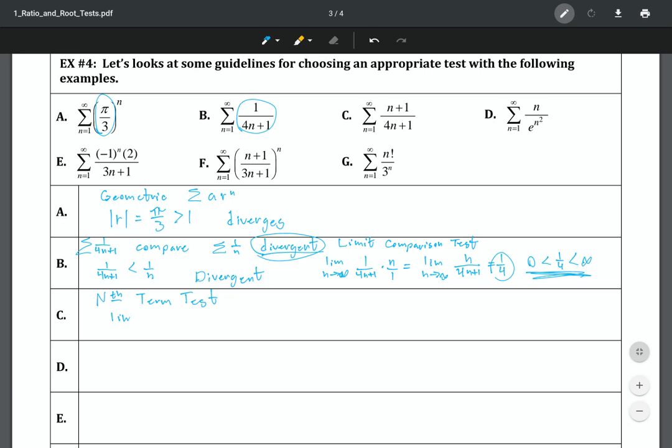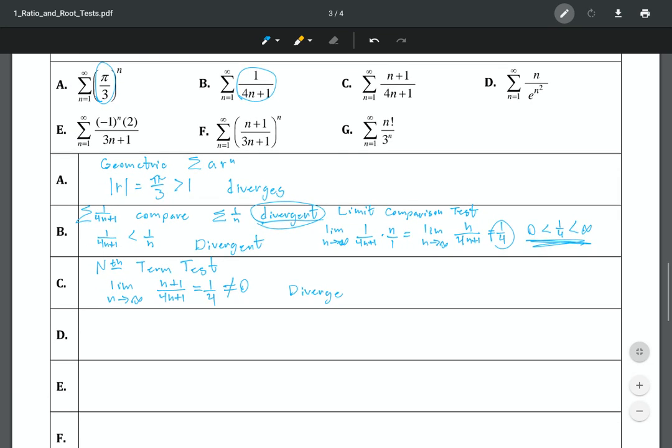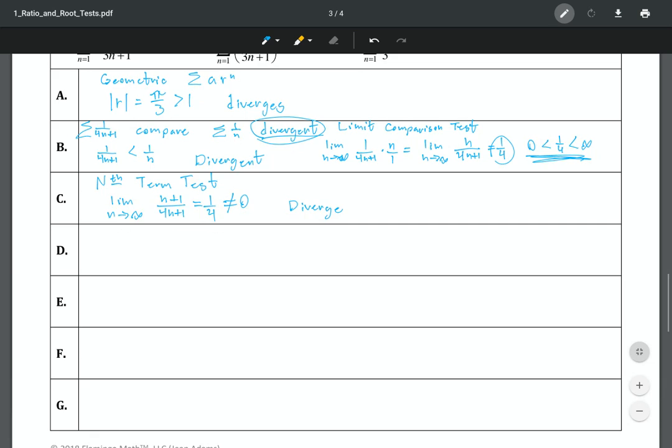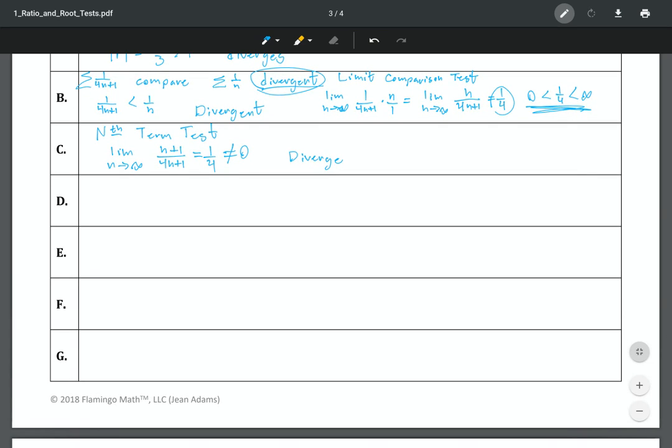I take the limit as n goes to infinity of n plus 1 over 4n plus 1, and that is going to give me 1/4. It's the same thing as the horizontal asymptote rules. Because this is not 0, that's the important part, the series will diverge. If it's 0, then I don't know if it diverges or converges. That's why I can't use the nth term test every time, because it doesn't tell me everything. It just tells me if something is diverging. It does not tell me if something is converging.